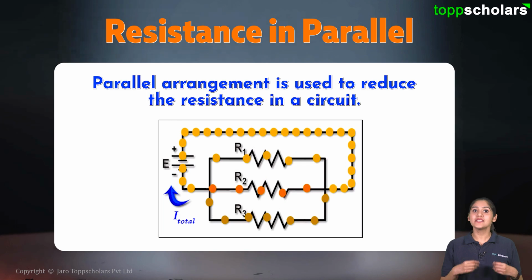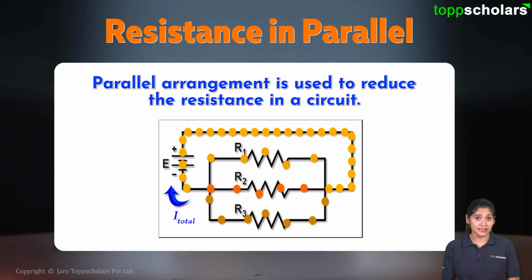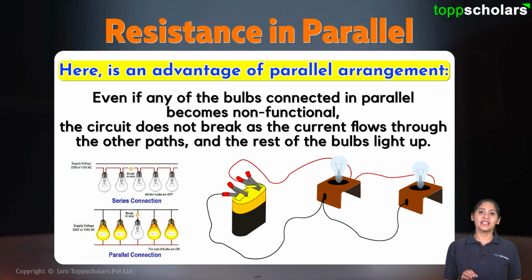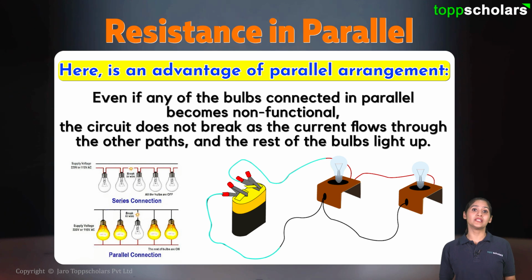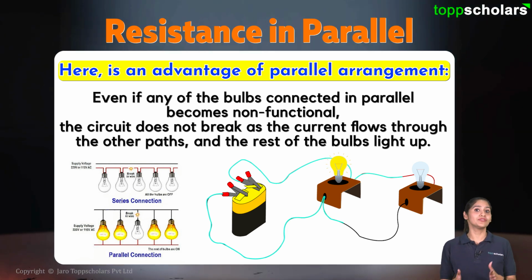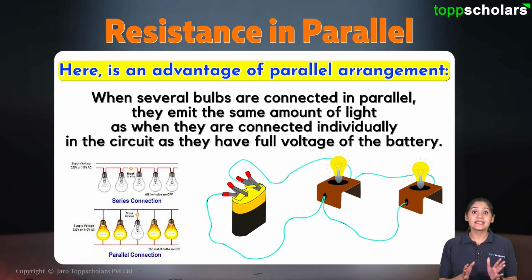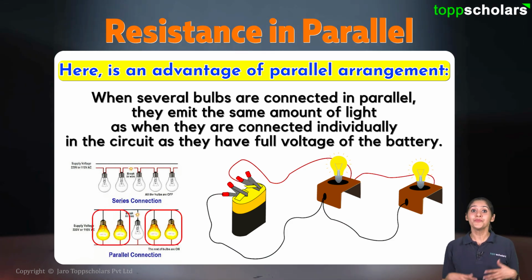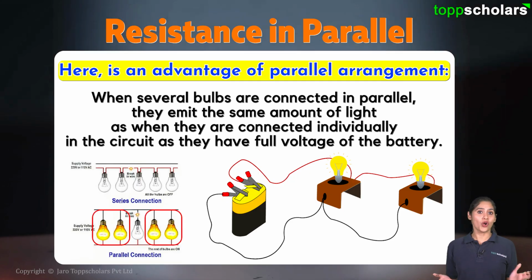Parallel arrangement is used to reduce the resistance in a circuit. Here is an advantage of parallel arrangement. Even if any of the bulbs connected in parallel becomes non-functional, the circuit does not break as the current flows through the other parts and the rest of the bulbs light up. When several bulbs are connected in parallel, they emit the same amount of light as when they are connected individually in the circuit, as they have the full voltage of the battery.